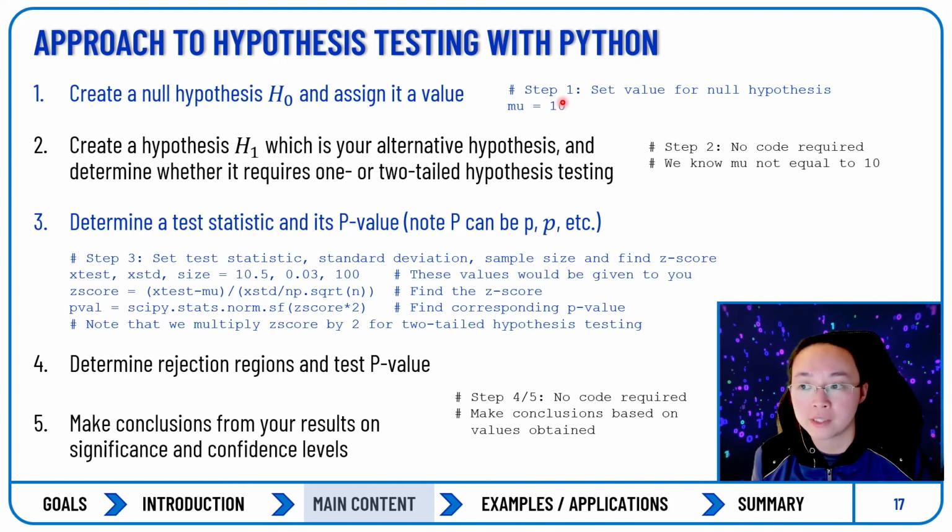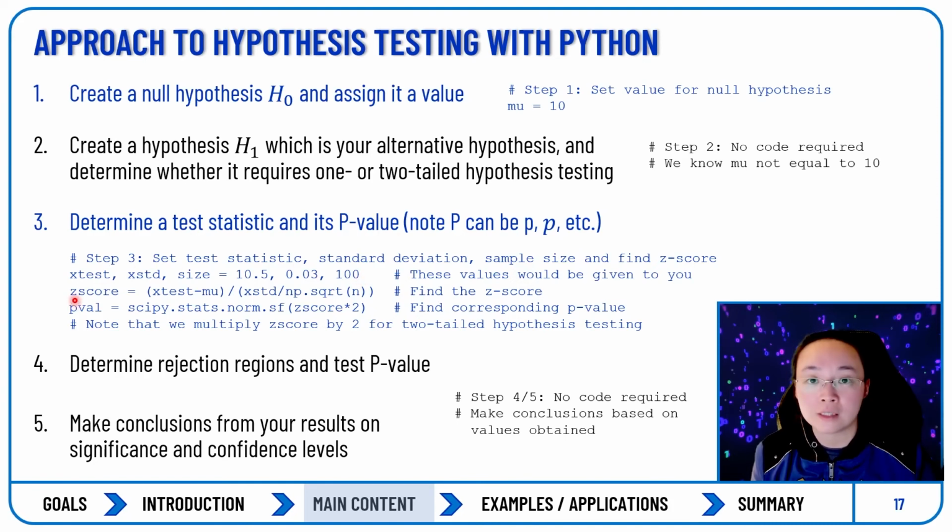For our hypothesis, these are values that we choose ourselves to prove or disprove. Then from your test, you'll be able to get a mean value from your experiments. Let's say you get 10.5. You get a standard deviation from your measurements, let's say 0.03. And then you have the number of measurements you take, which is 100. So you have these 3 values that are added into your code.